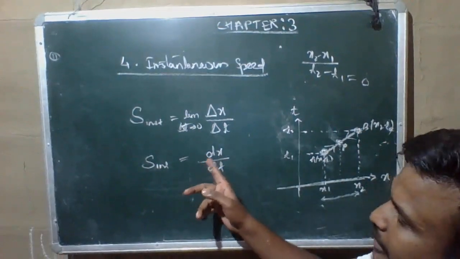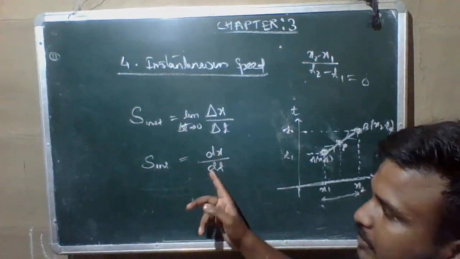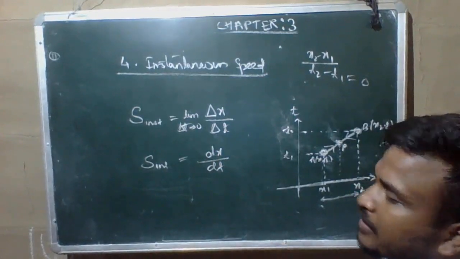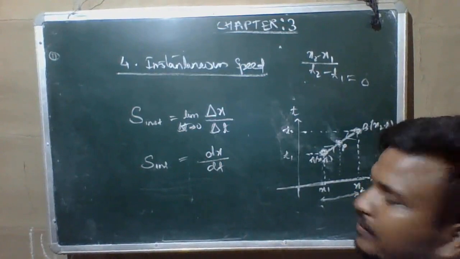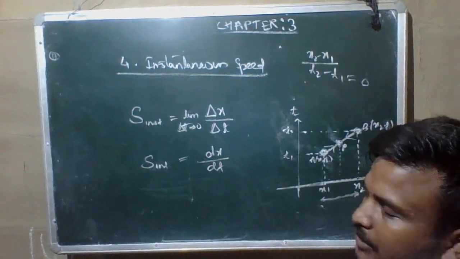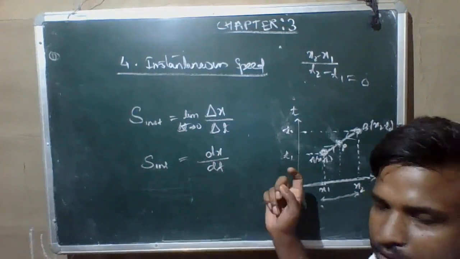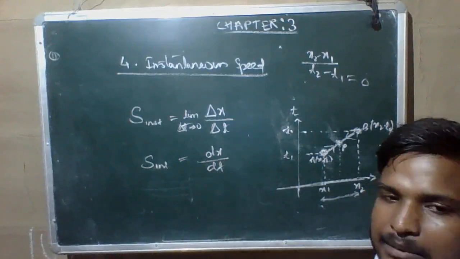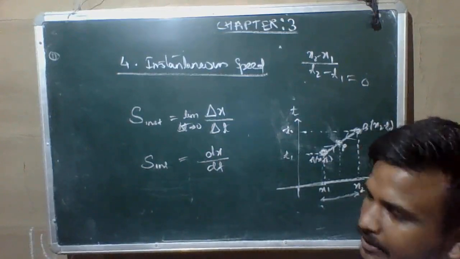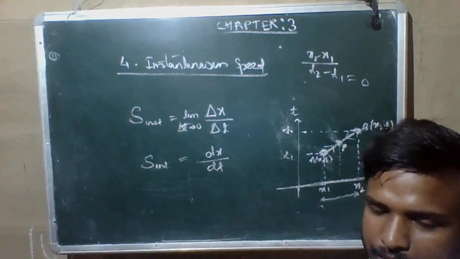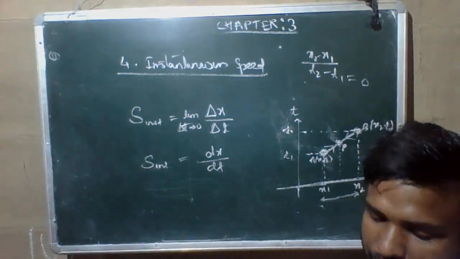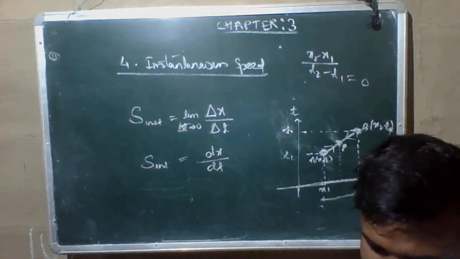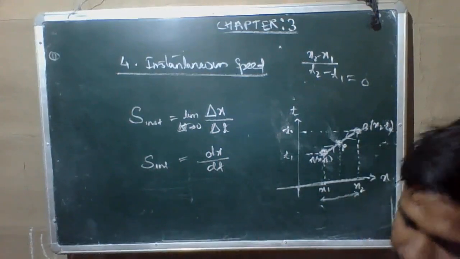This is called derivative of x with respect to time. So if x is given to you, you differentiate with respect to time. You will get nothing but instantaneous speed at a particular point, and point will also be given. So when you solve numerical problem, obviously we will get this kind of stuff. Okay, I hope it is clear.